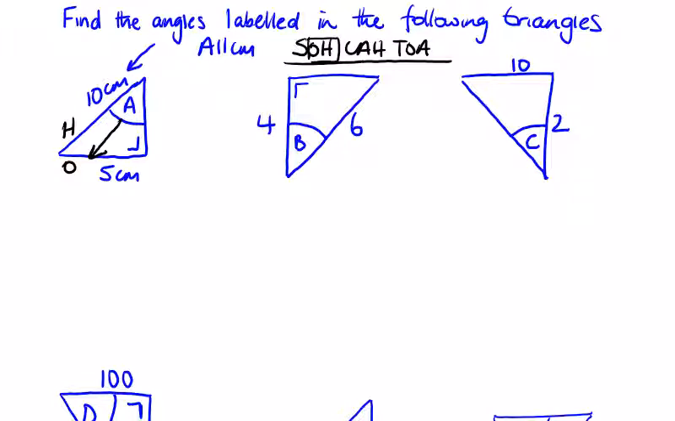So you should be getting to the point now where you don't have to do all the labeling that you would have done in the first video. I think you're on to maybe the 5th video of this. So we say the inverse sine of O over H, which is 5 over 10, is equal to the angle A. You can see that's 1 over 2. So A is 30 degrees.